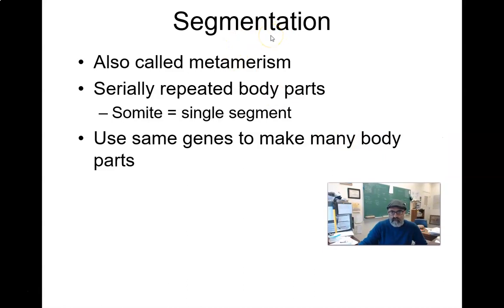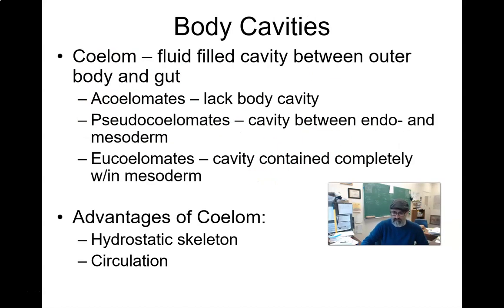segmentation, some organisms, some animals are segmented. They're metameric, right? So, for example, things like millipedes and centipedes have really highly developed metamerism. Okay, and then let's see.